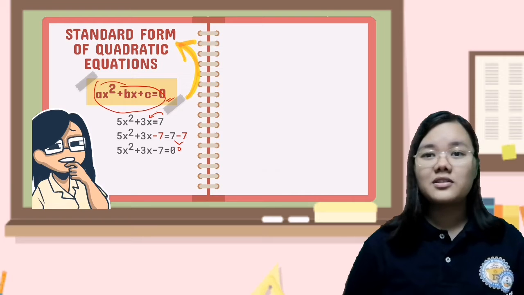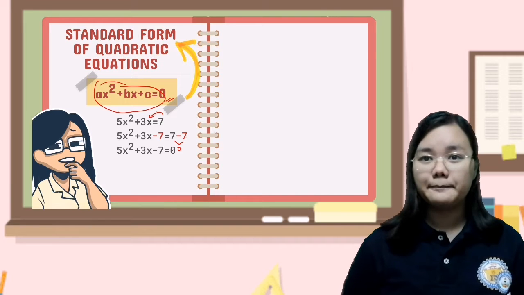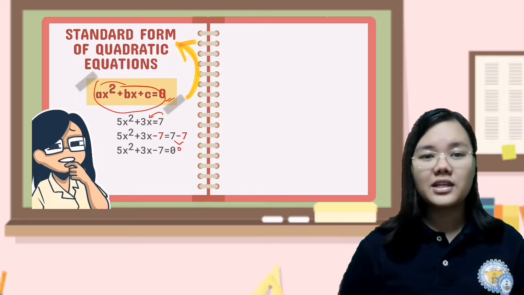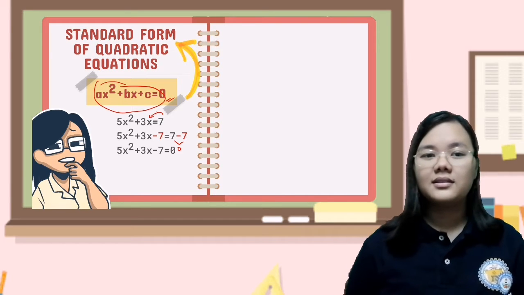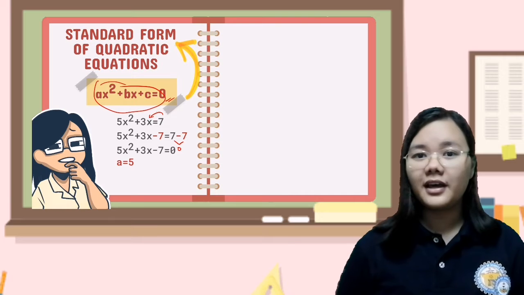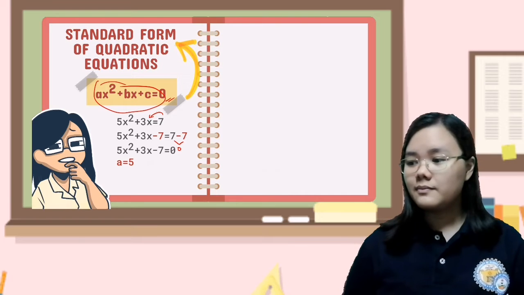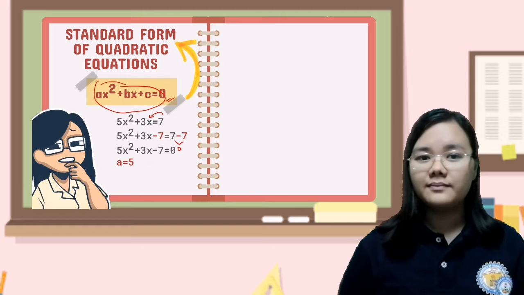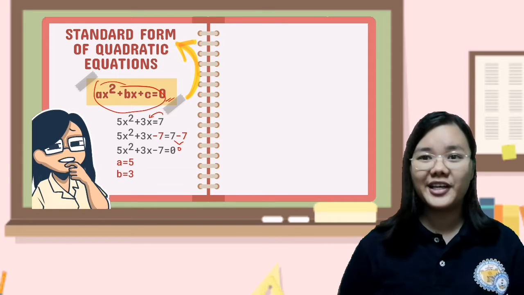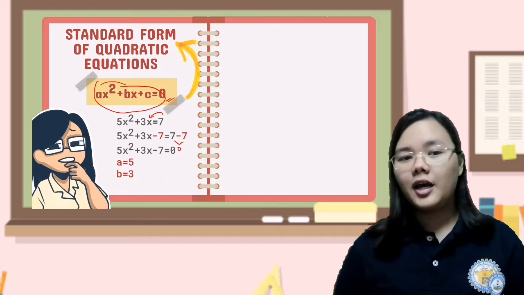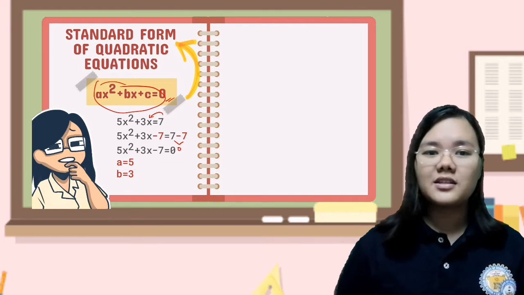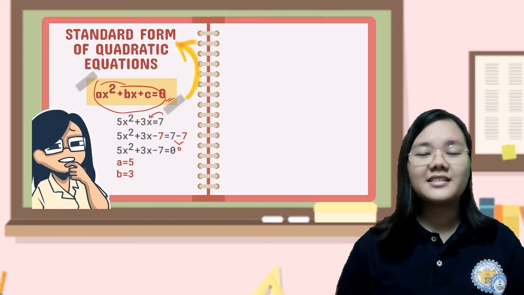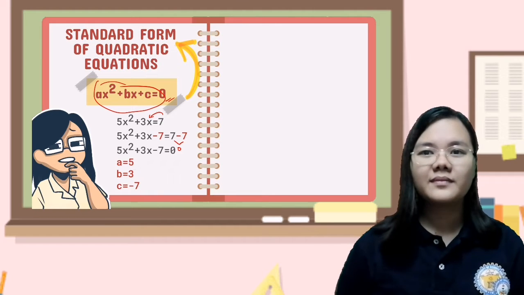Let's identify which one is a, b, and c. Clee, please state which is a. Very good, it is 5. And Kazuha, please state which is b. Very good, it is 3. Then Bennett, please state which is c. Excellent. It is negative 7.